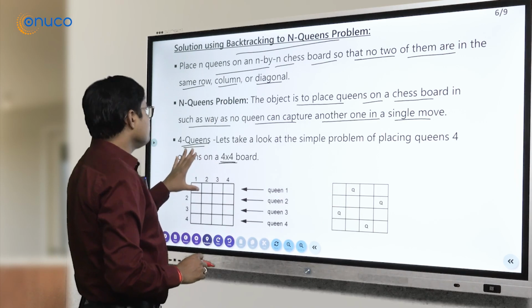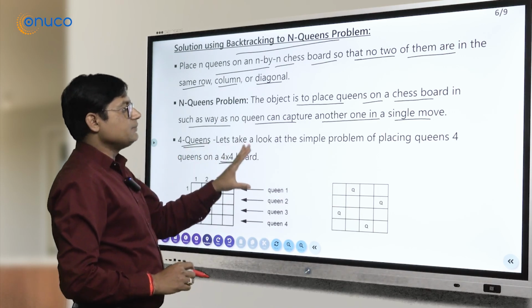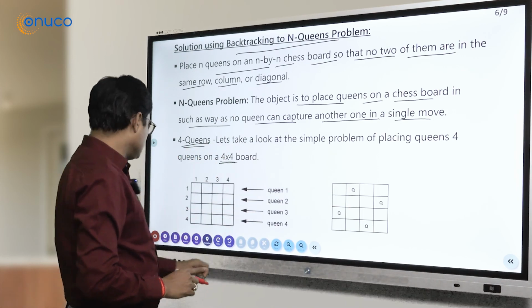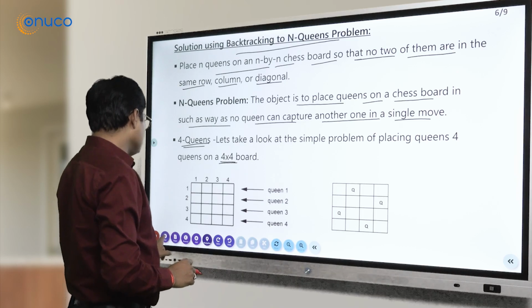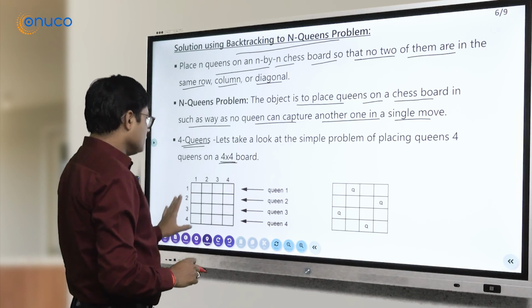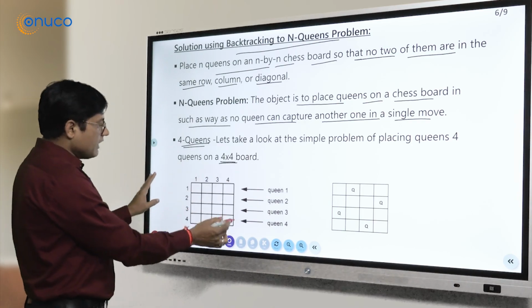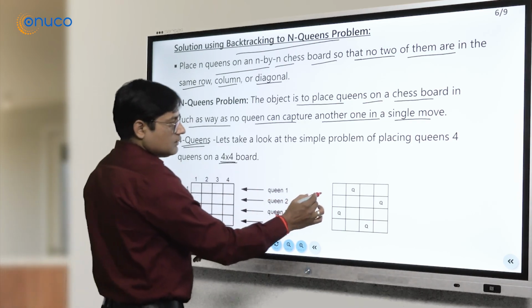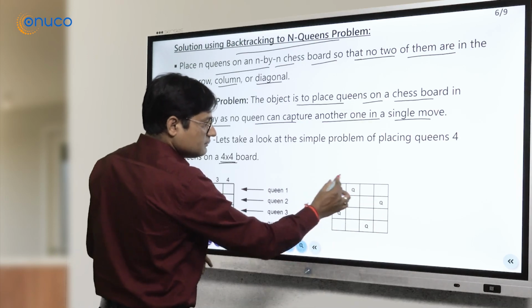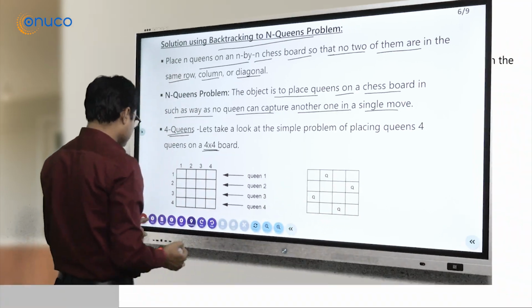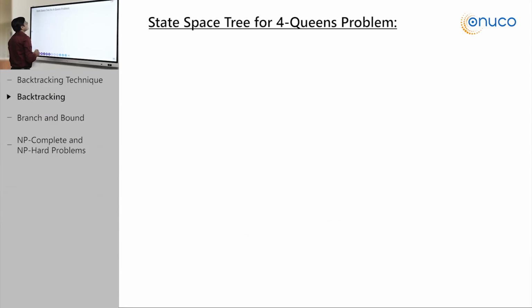And that is what we are going to make a state space tree for this particular problem. So let us see one by one how you are going to solve this problem. So this is the ideal format of a 4x4 chessboard, and we have to place 4 queens, as is visible here. Let us see that.